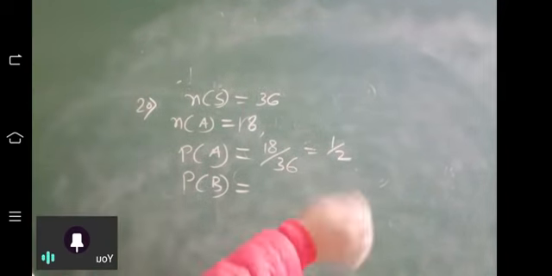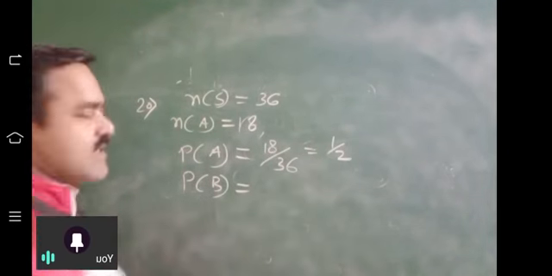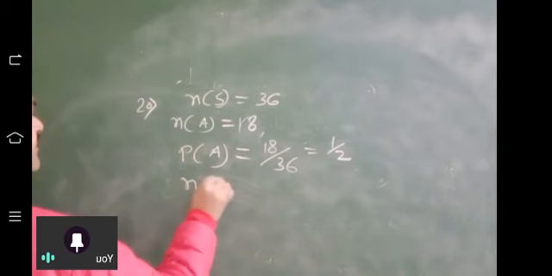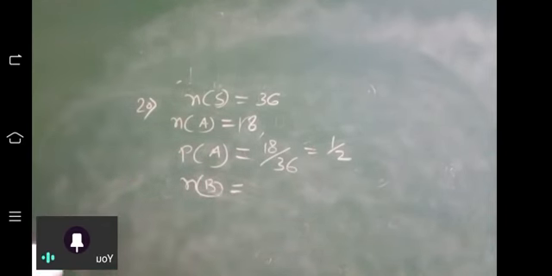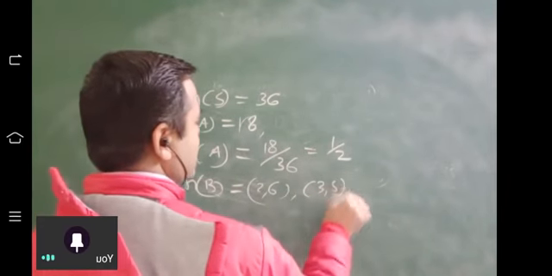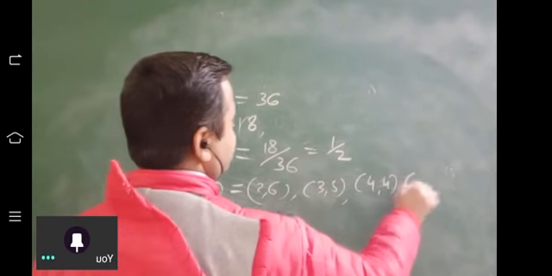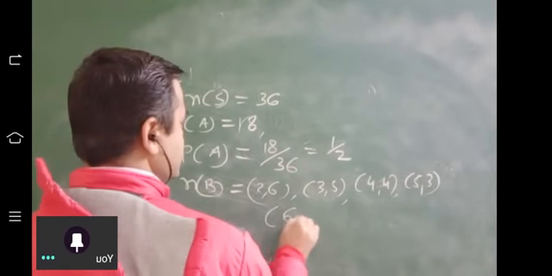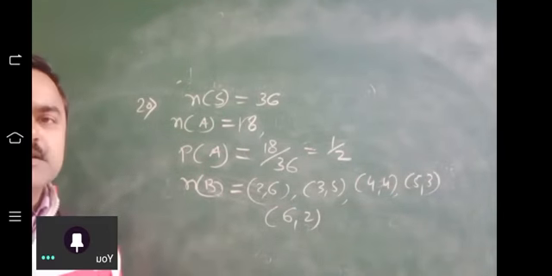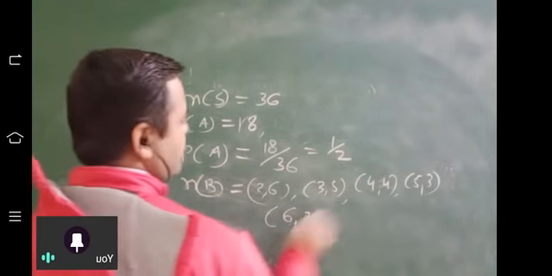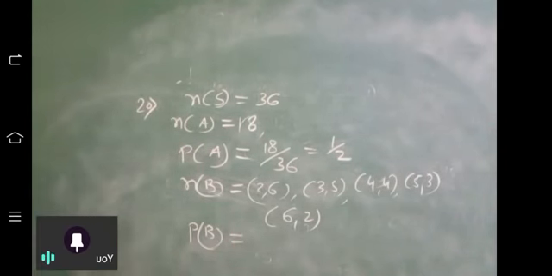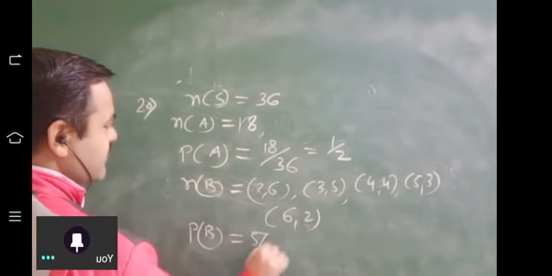So for the sum 8, which pairs will come? With 1, no 8 will come. Let me show first: the sum of both dice is 8. 2 with 6 will come, 3 with 5, 4 with 4 will come, 5 with 3 and 6 with 2. These are the favorable outcomes to get the sum 8. So 1, 2, 3, 4, 5. So the probability of event B, getting a sum of 8, is equal to 5 upon 36.